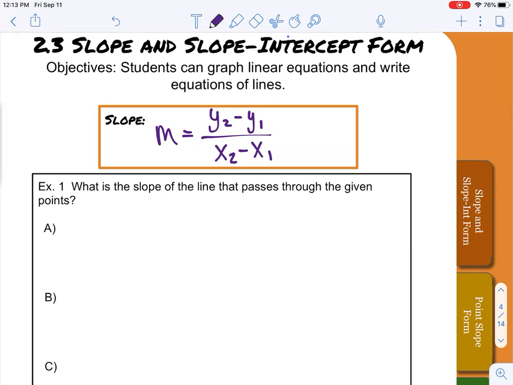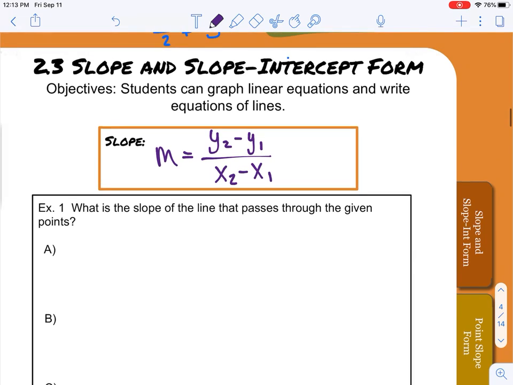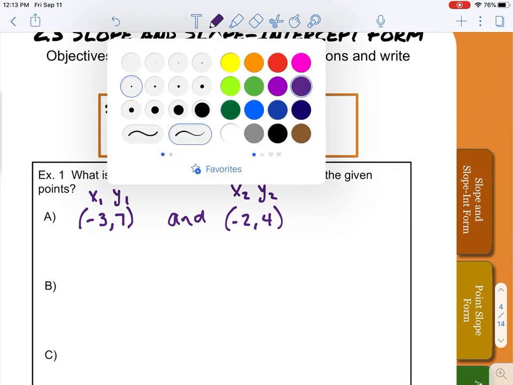So, what is the slope of the line that passes through the given points? x1, y1 is negative 3, 7. In x2, y2 is negative 2, 4. I like to label these so that way when I see my y2, I plug in 4. I see my y1, I plug in 7, and so on and so forth.